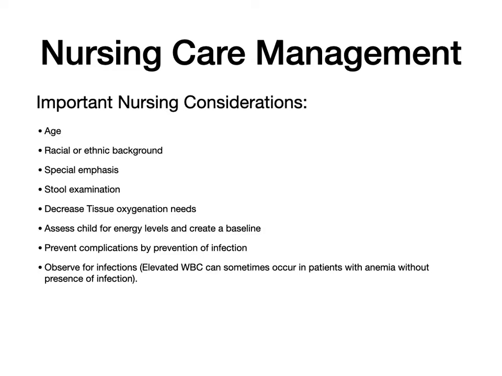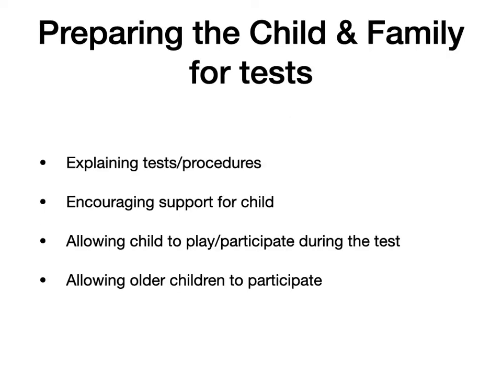For nursing care management, it is important to consider the age. This can give you the etiology, racial or ethnic backgrounds, any special emphasis, stool examination, decreased tissue oxygenation needs. You want to assess the child's energy levels and create a baseline. Prevent complications by prevention of infection and observe for infection. Check for elevated white blood cells that can occur in patients with anemia without presence of infection.